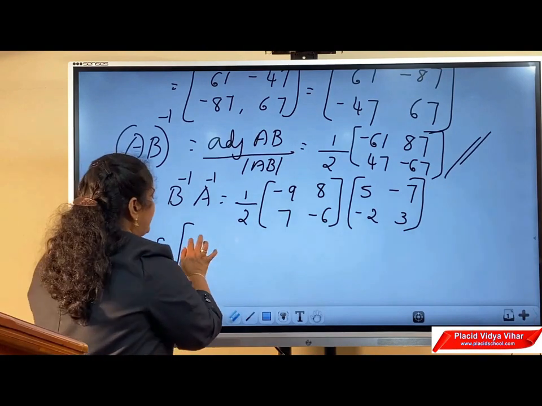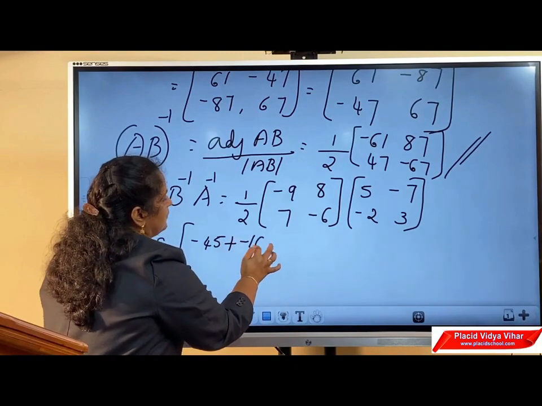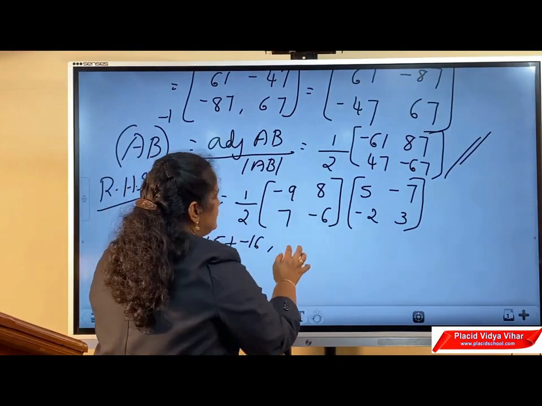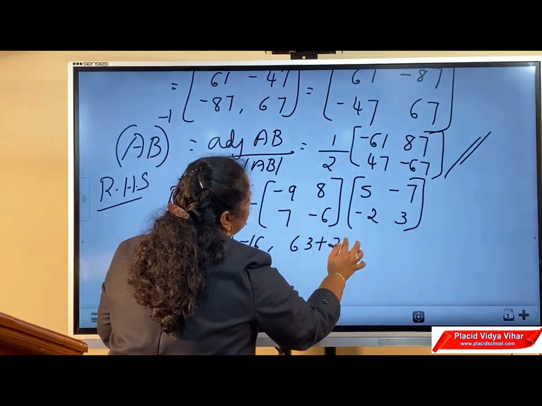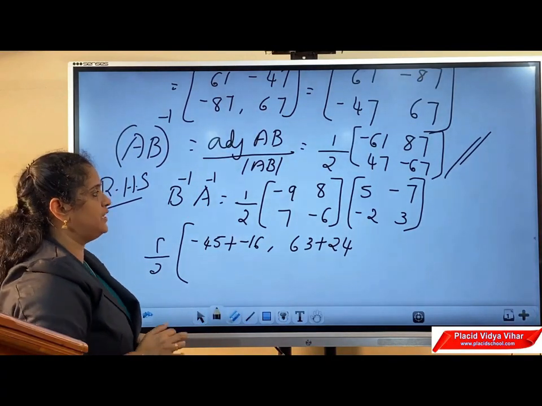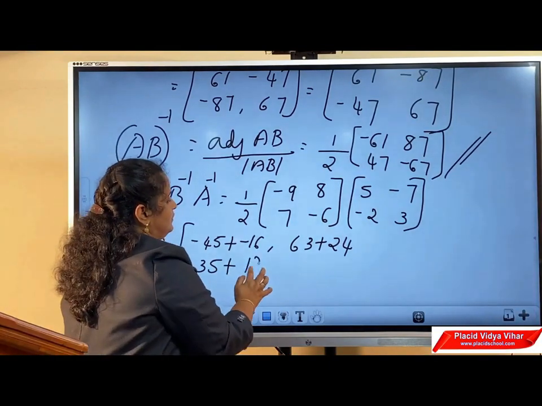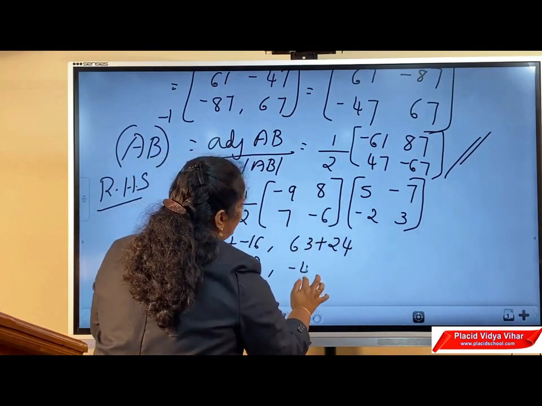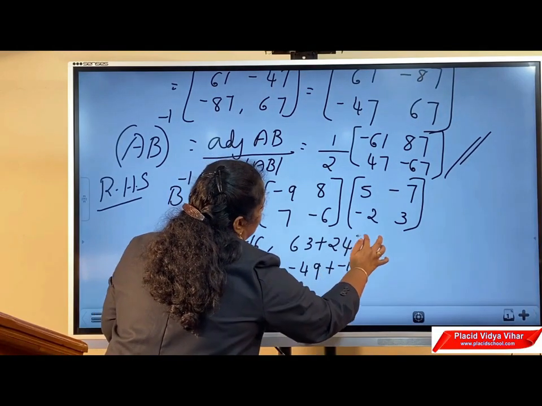Minus 9 into 5 is minus 45, plus 8 into minus 2 is minus 16. The first row into the second column. Minus 9 into minus 7 is 63. 8 3s are 24. Then you take the second row into the first column. 7 into 5 is 35. Minus 6 into minus 2 is 12. Then we can take the second row into the second column. 7 into minus 7 is minus 49, plus minus 6 into 3 is minus 18.